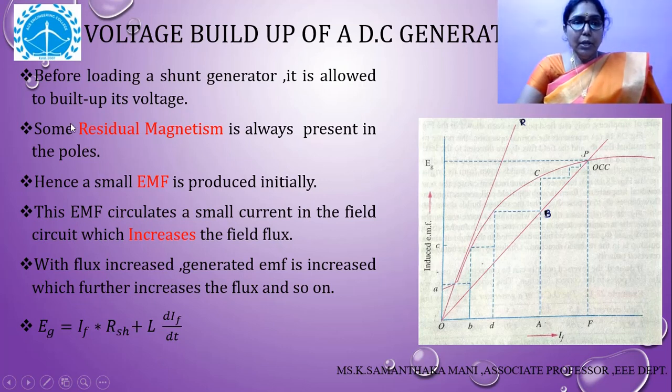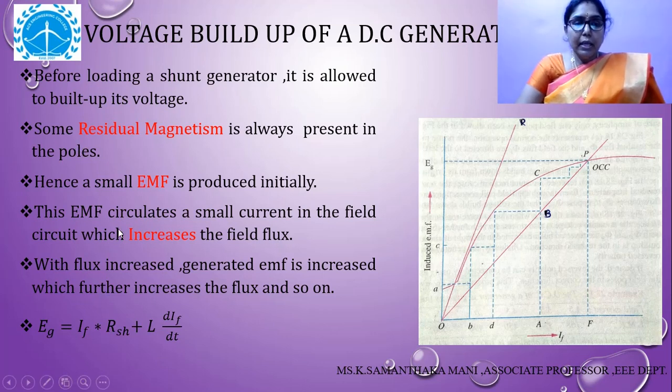Let me tell you one point here. I talked about the residual magnetism. Initially, residual magnetism will be present in the DC generator, so a very small voltage will always exist in the generator initially. If residual magnetism is not present in the DC generator, we have to create it by separately exciting the generator first. Only then can we allow the generator to build up the voltage. Otherwise, there won't be any buildup of voltage in the generator.